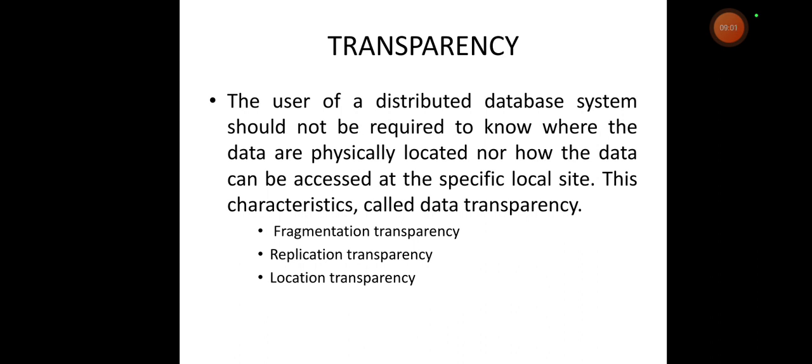And then replication transparency. Users view each data object as logically unique. The distributed system may replicate an object to increase either system performance or data availability. Users do not have to be concerned with what data objects have been replicated or where replicas have been placed. Another one, location transparency. Users are not required to know the physical location of the data. The distributed database system should be able to find any data as long as the data identifier is supplied by the user.